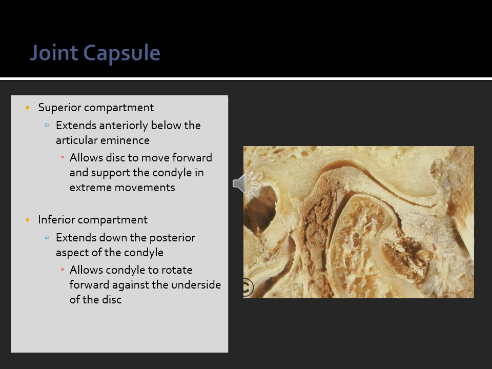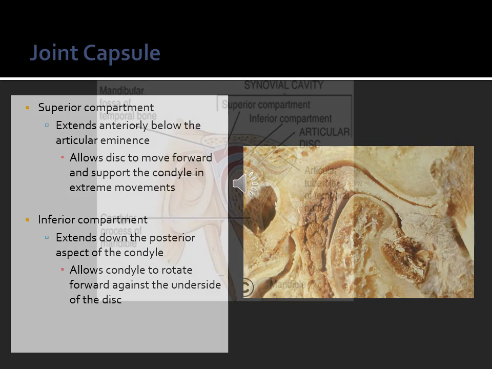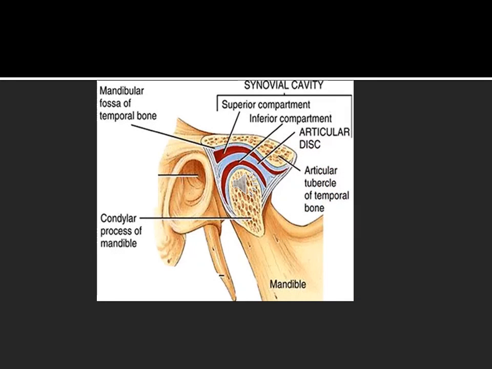However, the inferior compartment extends down the posterior aspect of the condyle, as you can see in the picture here, and that will allow the condyle to rotate forward against the undersurface of the disc. Again, in this picture, you can see the different parts of the joint. You can see the superior compartment, and you can see the inferior compartment in red color.